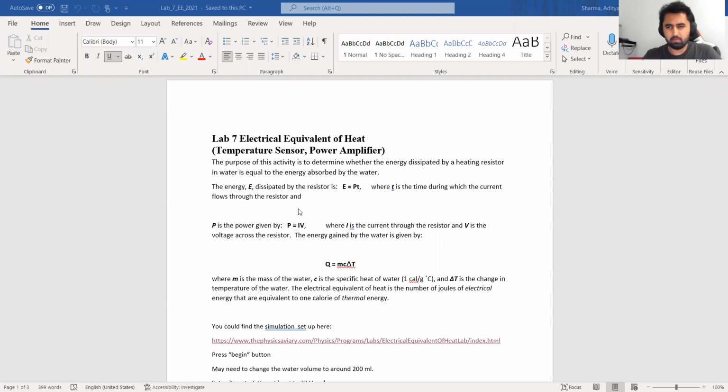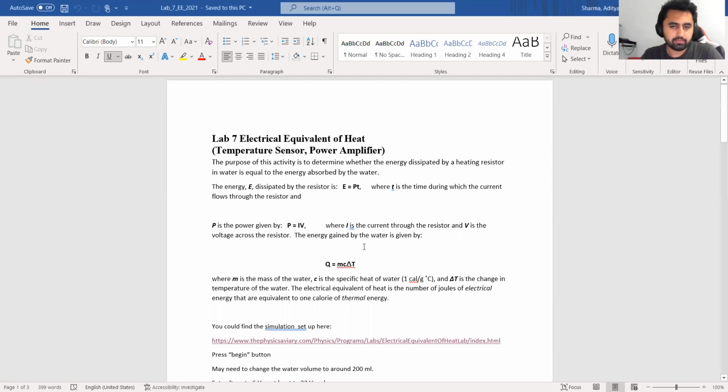Now, most of you have had mechanics before, and you know this relationship that energy is power times the elapsed time. T here is elapsed time, P is the power, and E is the energy. So that is the energy that will be dissipated by the resistor. And electrical power is voltage times current.